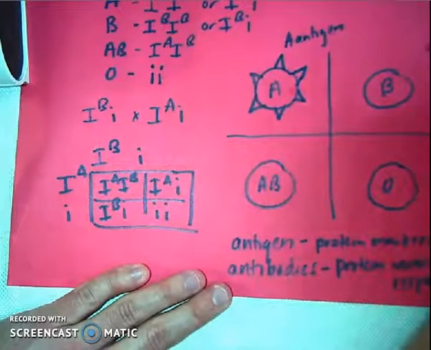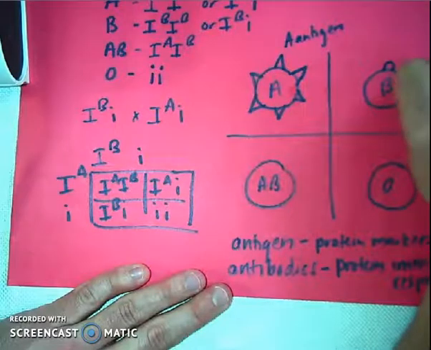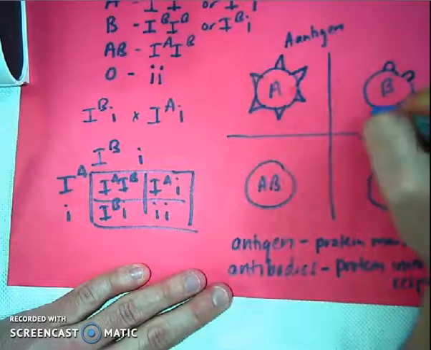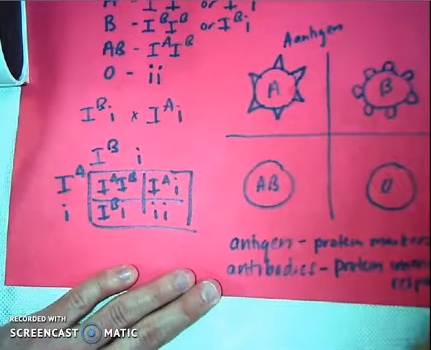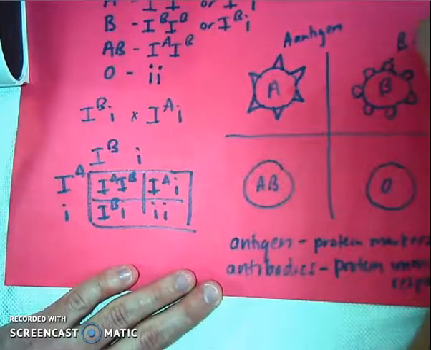And you go over here and you would do something very similar. The B antigen is a different shaped protein because it would be a different sequence of amino acids. So let's do little half circles. All right, so that's the B antigen here.